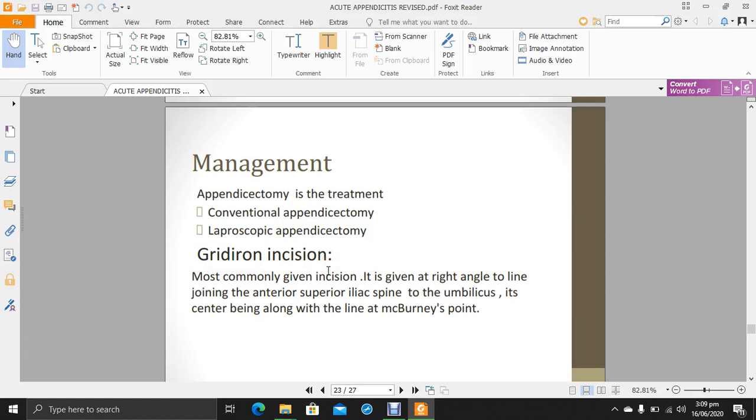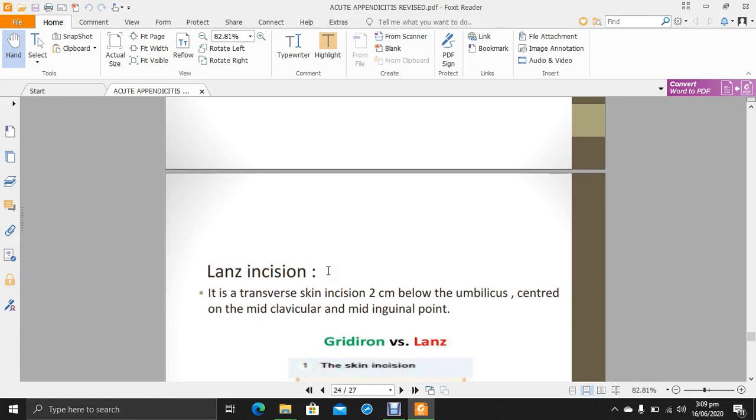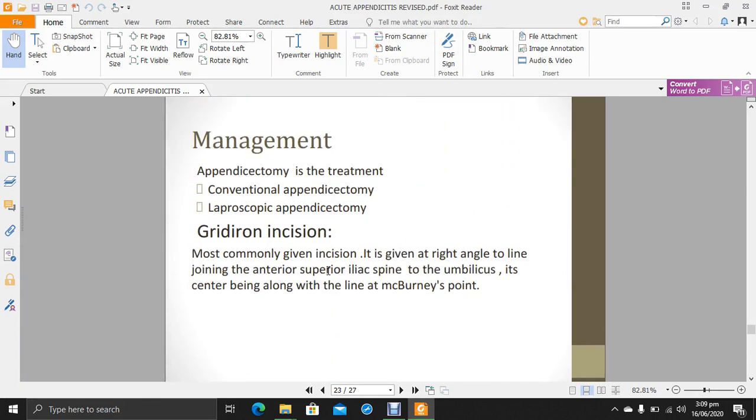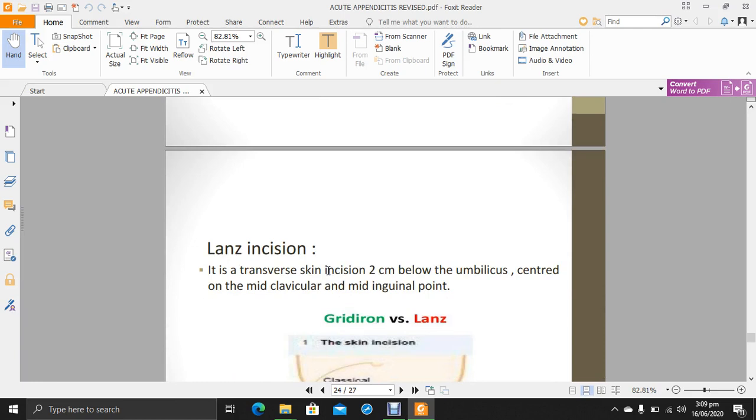So we open the skin and the subcutaneous tissue. In the skin and subcutaneous tissue, the external oblique is cut in the line of incision, while the internal oblique we split along its fibers. We can also make a Lanz incision.